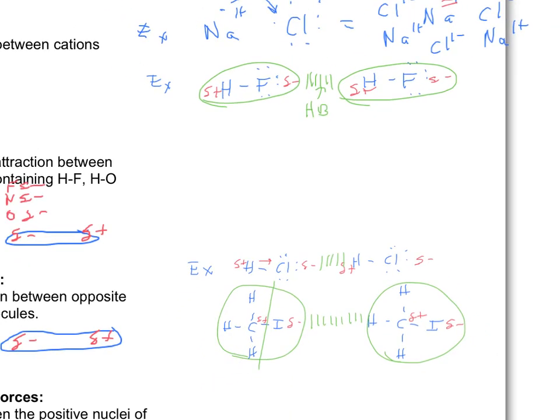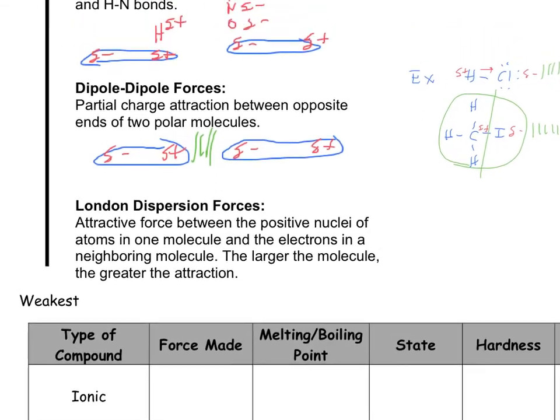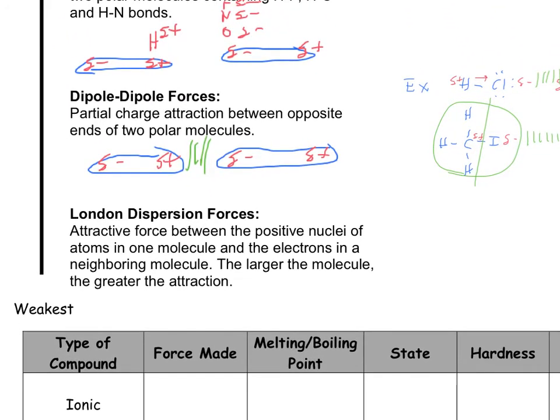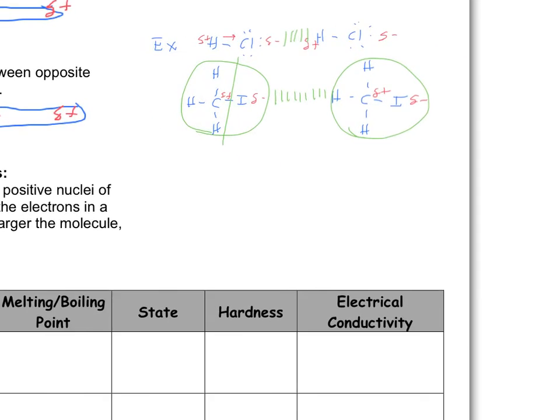The weakest intermolecular force that we'll discuss in our course are London dispersion forces. There are attractive forces between the positive nuclei of atoms in one molecule and the electrons in a neighboring molecule. The larger the molecule is, the greater the London dispersion force attraction. Here are two examples.